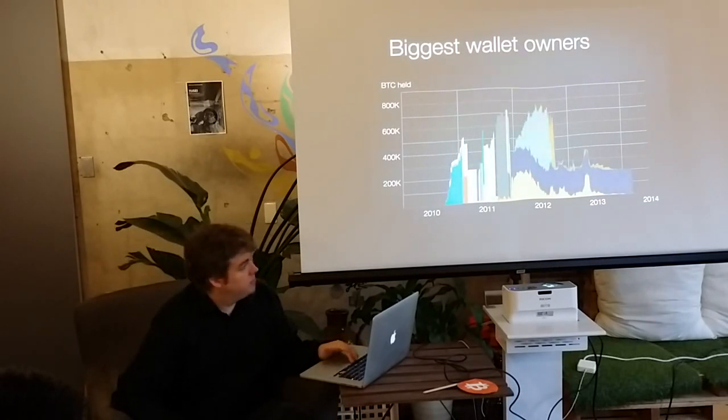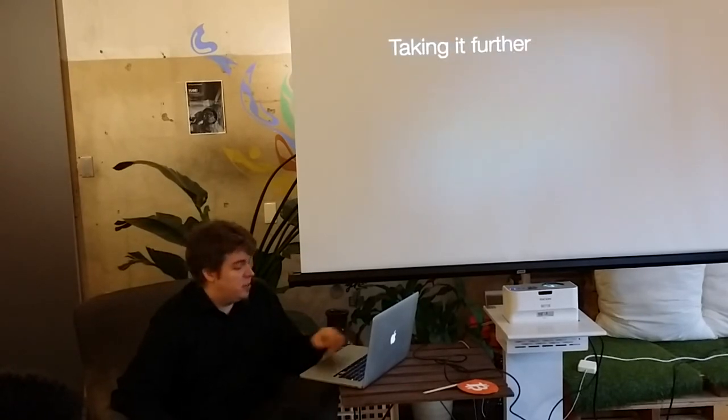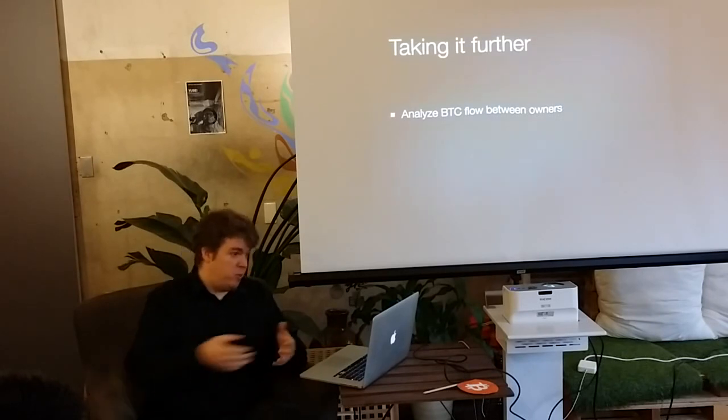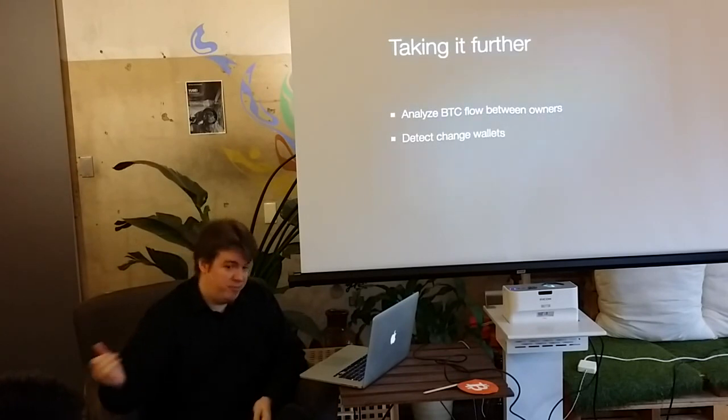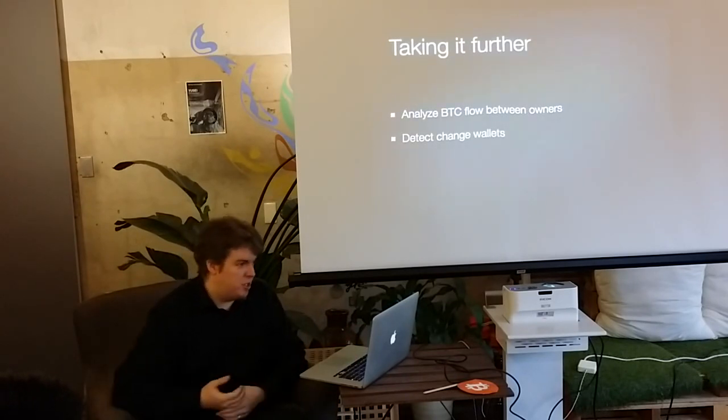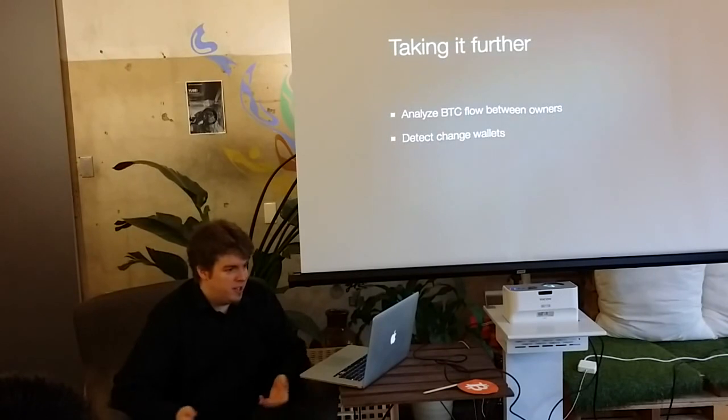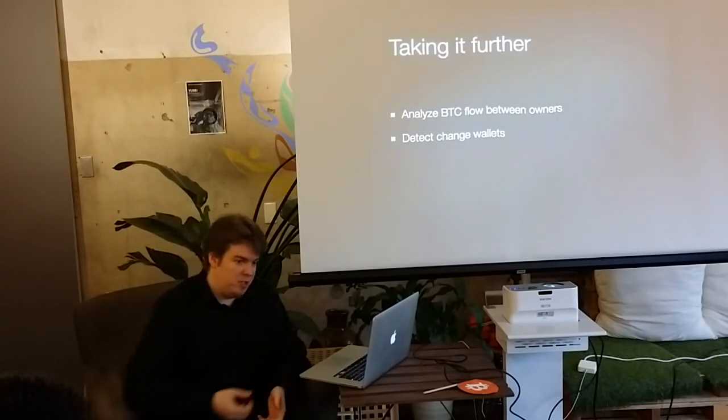probably. So this is very basic analysis. You can do some more advanced stuff on it too. You can start analyzing how Bitcoin flows between the big holders. It would be kind of interesting to see. You can start applying some heuristics to guess which is a change wallet, and if you can guess what the change wallet is, you can be reasonably sure that it's the same person who owns the change wallet.